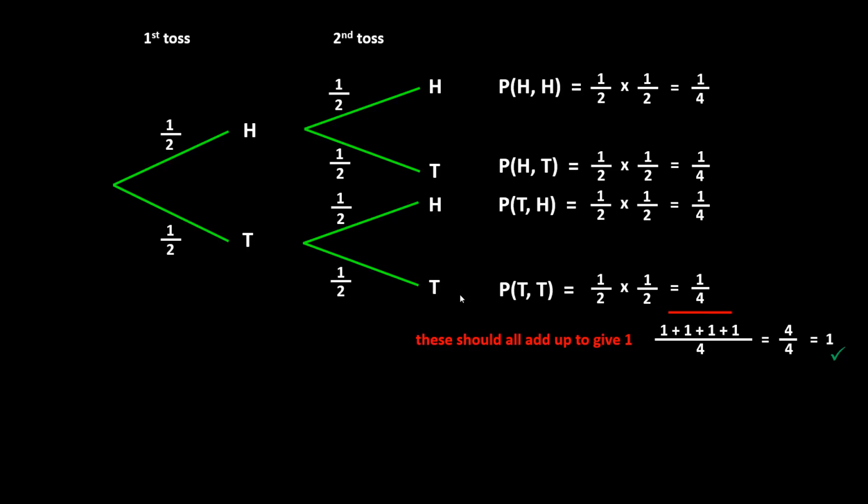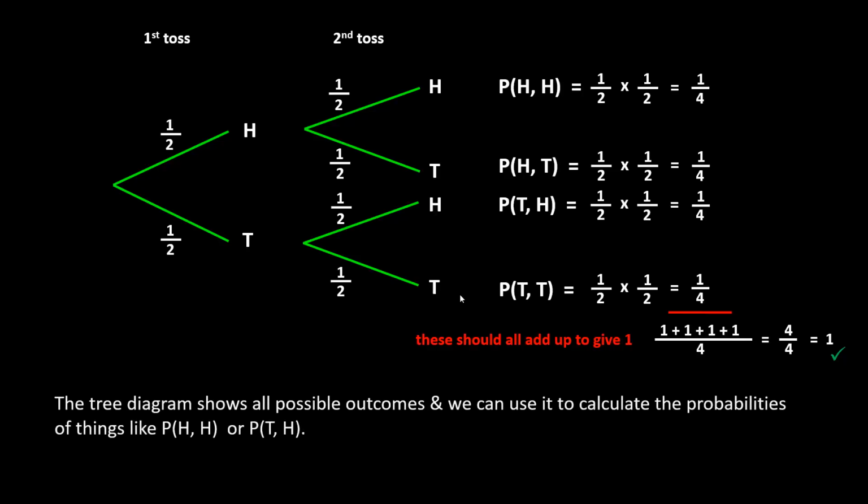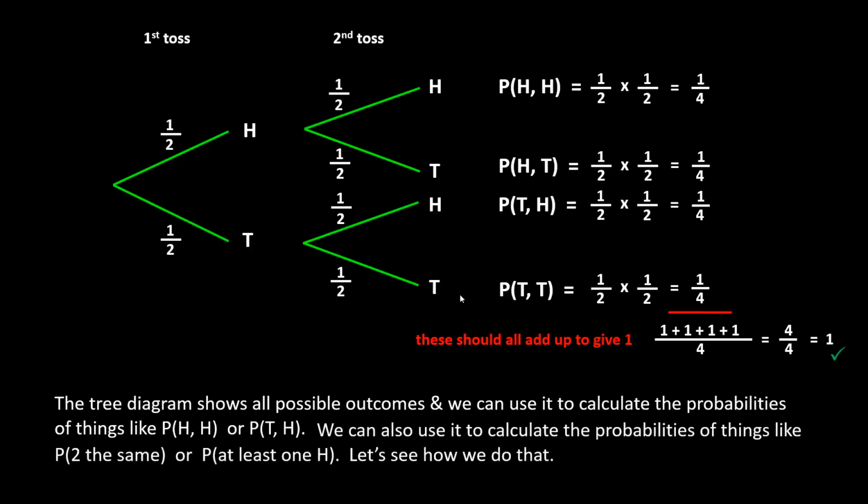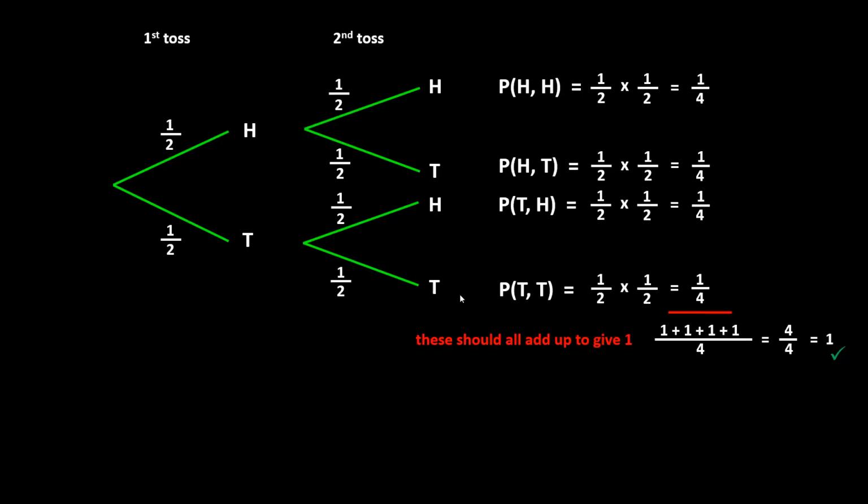So now we can use all that information to find out all kinds of things. We could use it to calculate the probabilities of a head and a head, or a tail and a head, or we could also calculate more complex things like the probability of 2 the same, or at least one head, or something like that. So let's see how we do that. We're going to calculate the probability of at least one head.